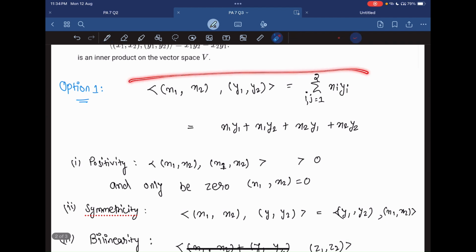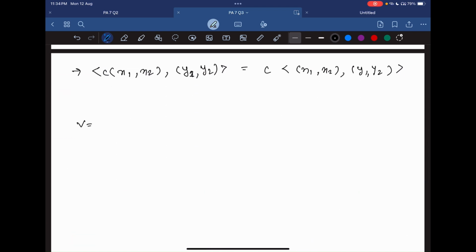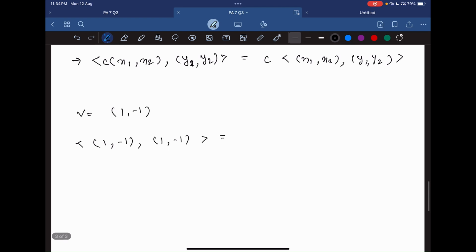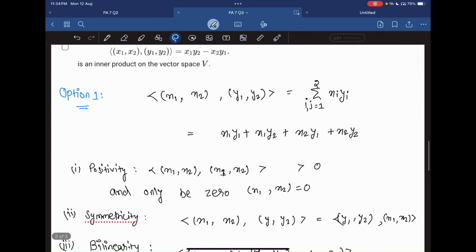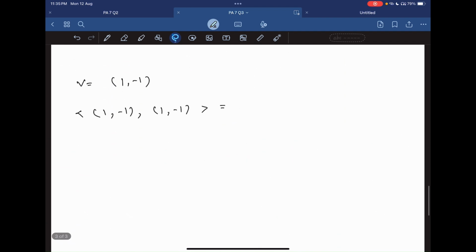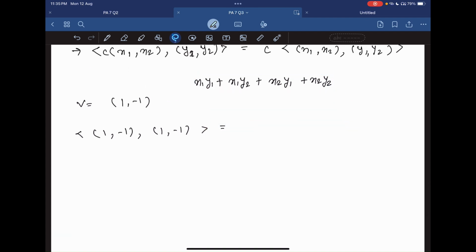So let's check the condition 1, that is positivity for this inner product. For that, consider the vector v to be 1 comma minus 1. So inner product of 1 comma minus 1 with 1 comma minus 1 based on the given function condition would be, let me just copy. So this is our inner product definition here.